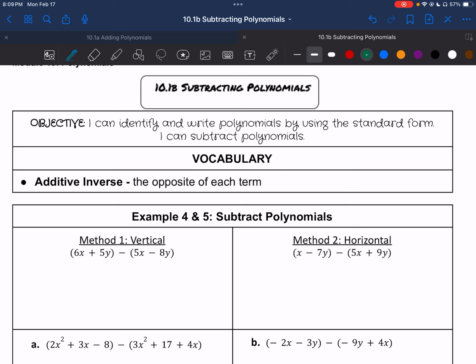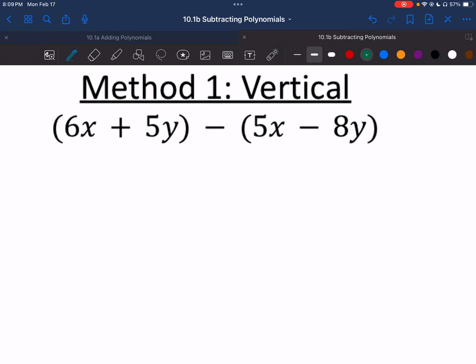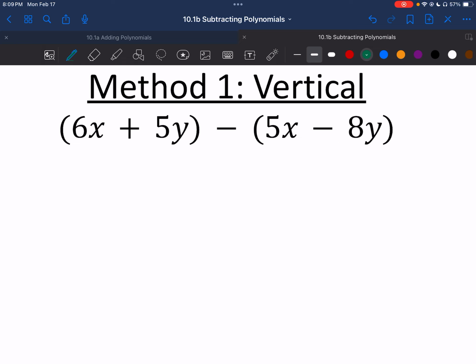And the key for subtraction is this idea of an additive inverse, which is just the opposite of each term. And that's how we're going to approach this. And again, like addition, we have two methods that we're going to use, both the vertical and the horizontal. I will show you both of them as well.